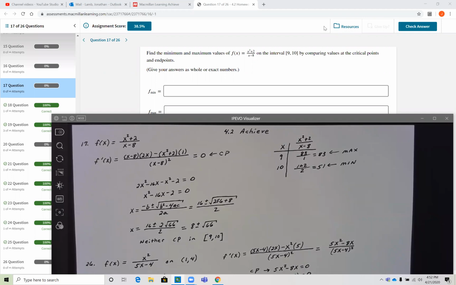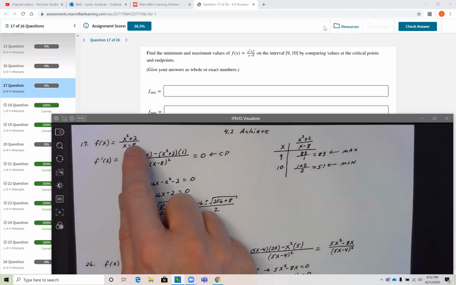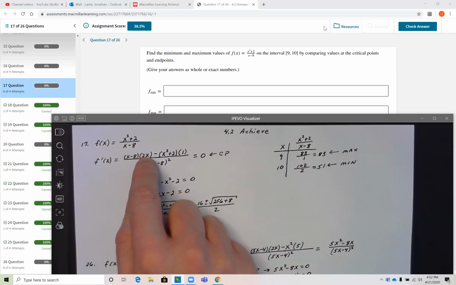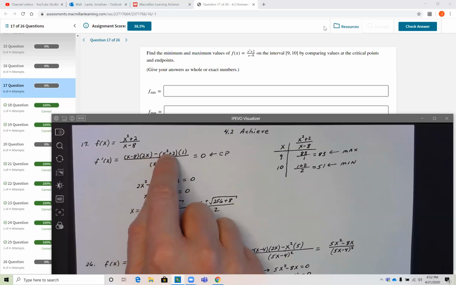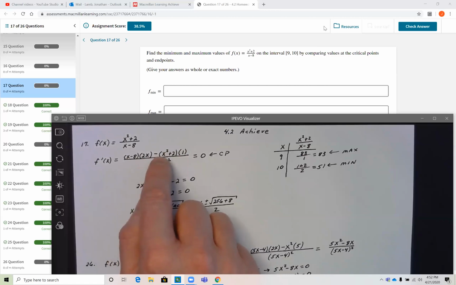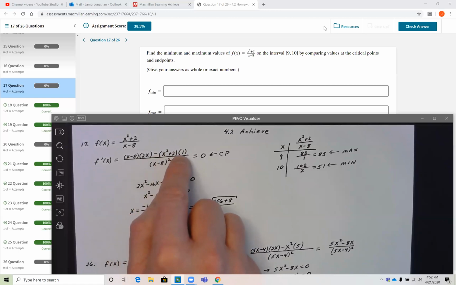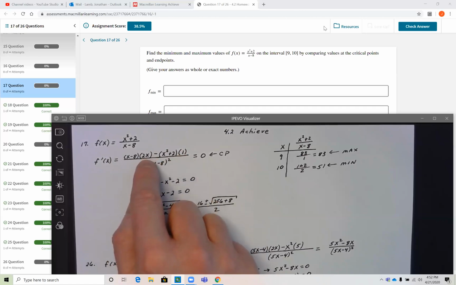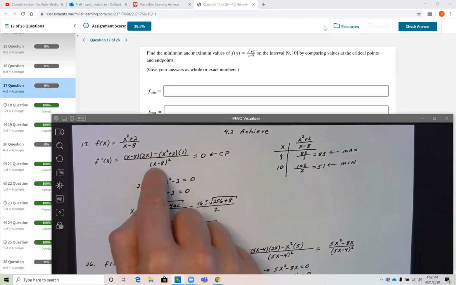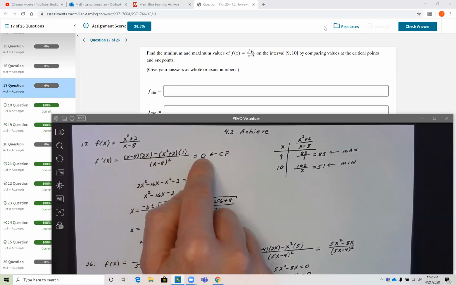So in number 17, where we have the rational function x squared plus 2 over x minus 8, first step is to take the derivative using the quotient rule: denominator times the derivative of the numerator minus the numerator times the derivative of the denominator. That gives me x minus 8 times 2x, minus the group x squared plus 2 times the derivative of the denominator, 1. Now, whenever I simplify that out, I can see that the only thing that can ever make that fraction equal 0 is the numerator. The denominator is irrelevant here. It can't make the fraction equal 0.